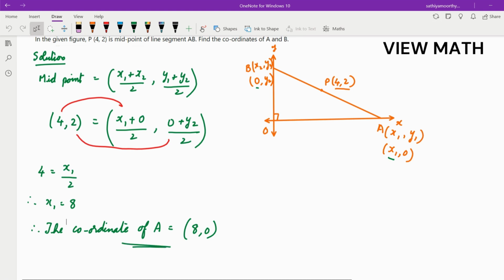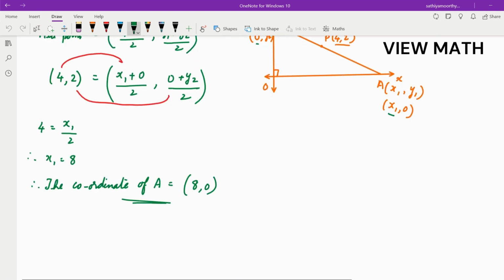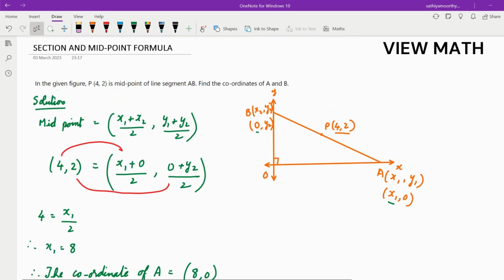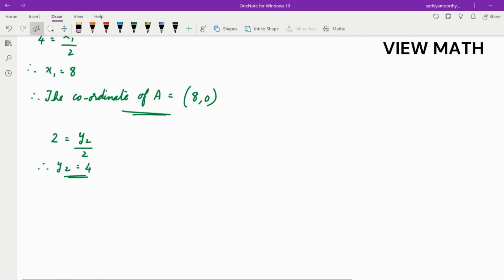Next, let me equate the y coordinates to find out the coordinate of B. 2 is equal to 0 plus y2 by 2, so it is y2 by 2. Therefore, y2 is equal to 2 into 2, which is 4. So we have found out y2. The coordinate of B is 0 comma y2, so y2 is 4 we have found out.